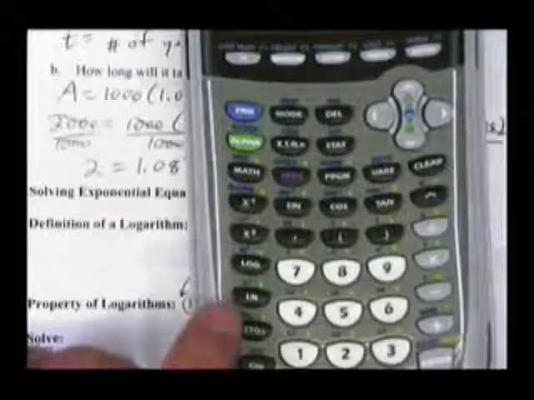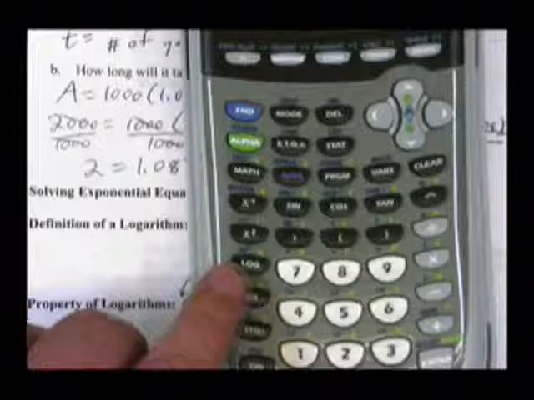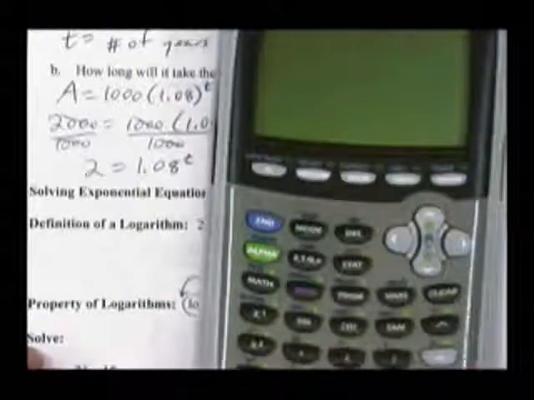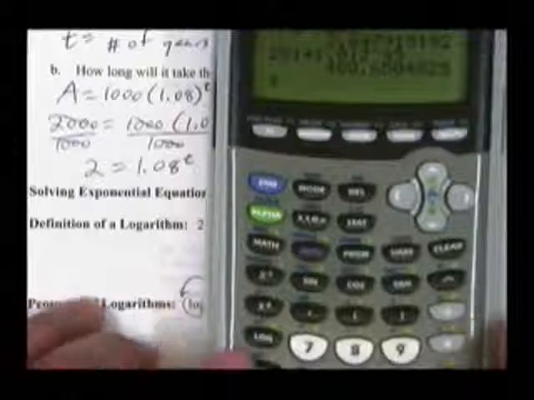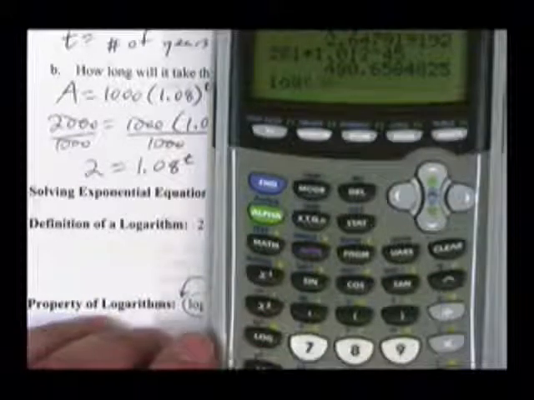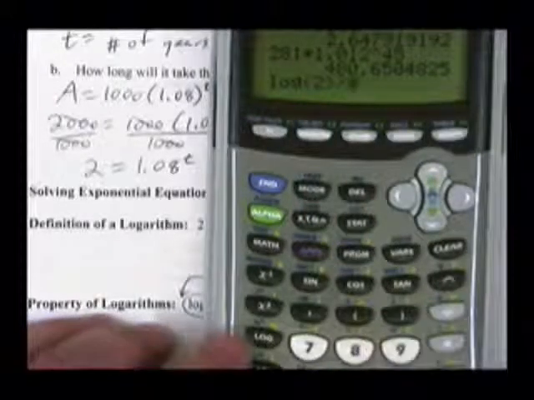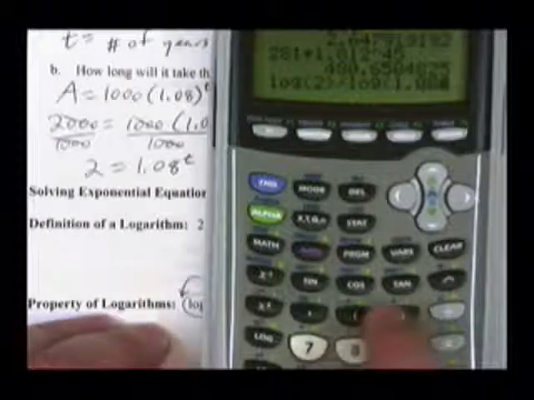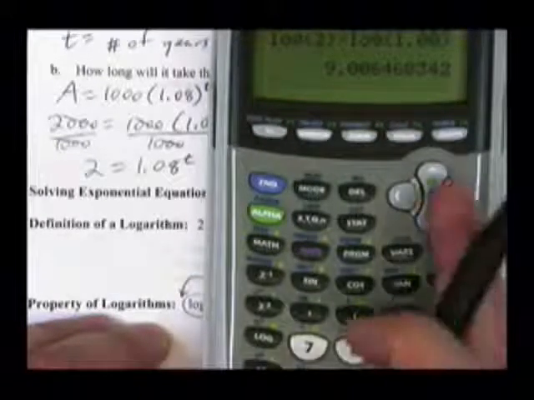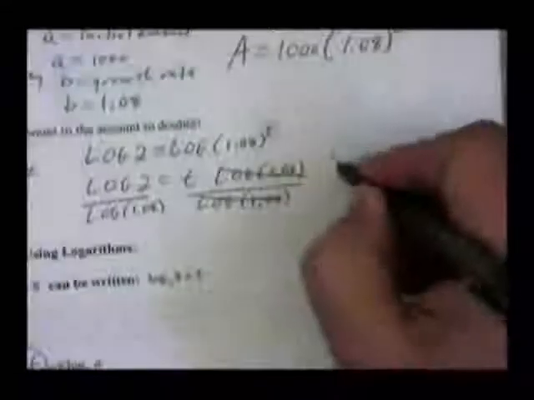Okay, so if we go to your calculator, on your calculator you have a button that says log, and that's what I'm going to use here. So I'm going to type in log of 2, and notice it gave me an automatic parenthesis, so I'm going to close that parenthesis, divided by the log of 1.08. And what I get is about 9. So I get that t is about 9, so about 9 years.